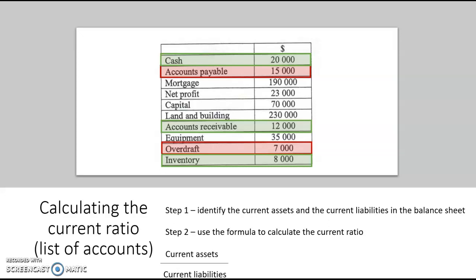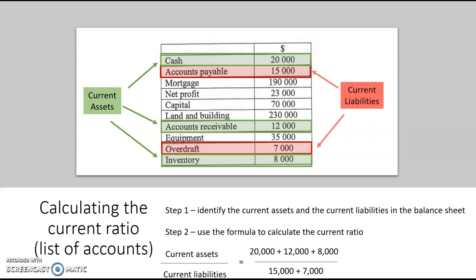So we know it's current assets over current liabilities, which in this case is going to be our $20,000 in cash plus our $12,000 in accounts receivable plus our $8,000 in inventory over our current liabilities, which is $15,000 in accounts payable, $7,000 in overdraft, giving us a total of $40,000 of current assets and $22,000 of current liabilities, or a current ratio of 1.82:1, which means that the business has $1.82 of current assets for every dollar of current liabilities.